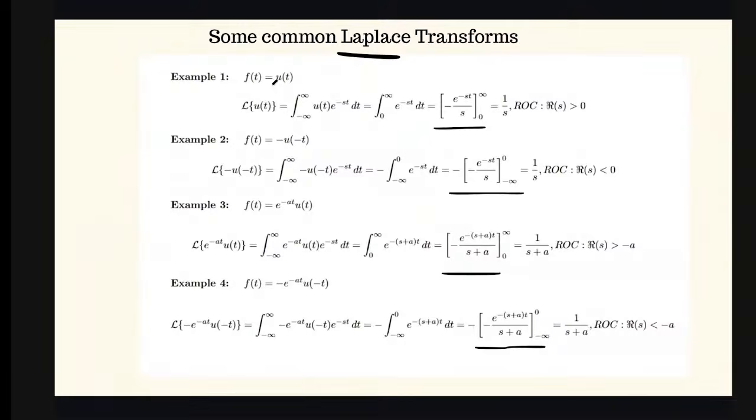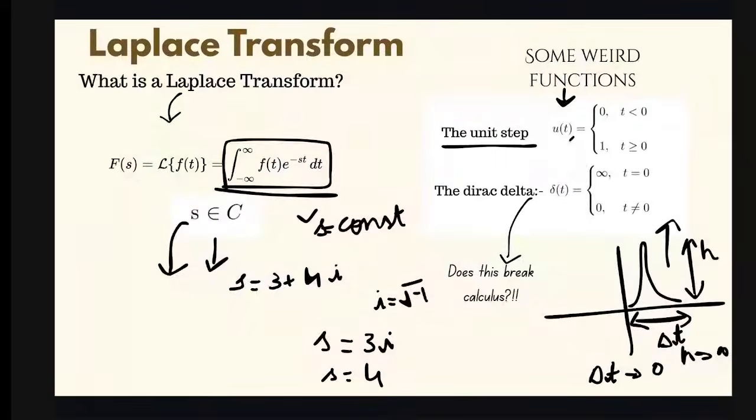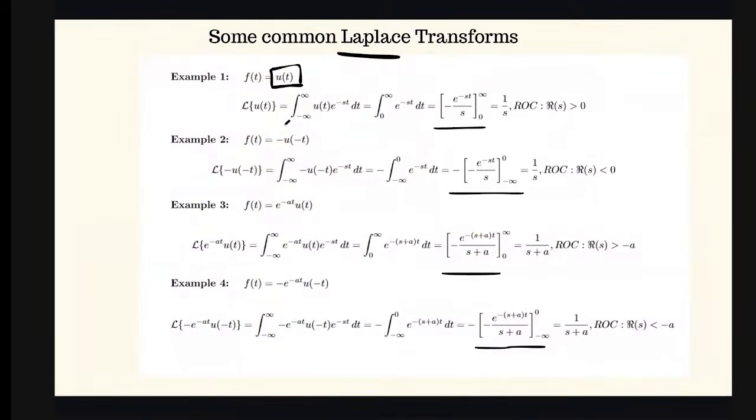So let's take a function f of t equal to u of t, the first weird function that I had mentioned, the unit step over here. So let's take the Laplace transform of u of t. So let's integrate from minus infinity to infinity u of t. Now we know that u of t is 0 for t less than 0. So obviously we can directly write it from 0 to infinity, e power minus st dt. This is a very standard integral. s is equal to constant for the sake of the integral. Remember, only for the sake of the integral. And then we get this.